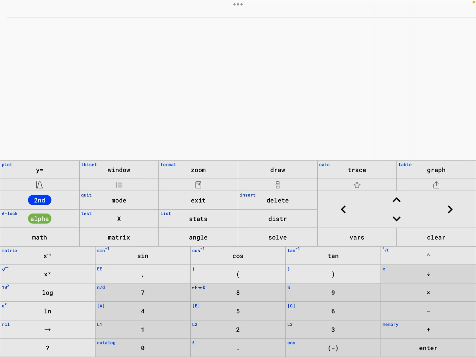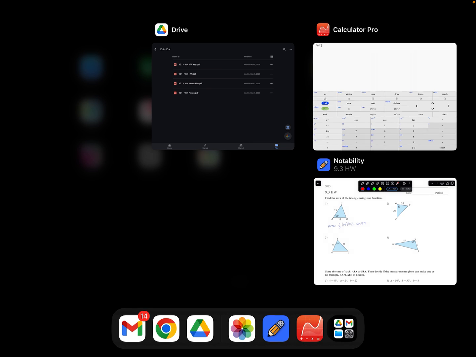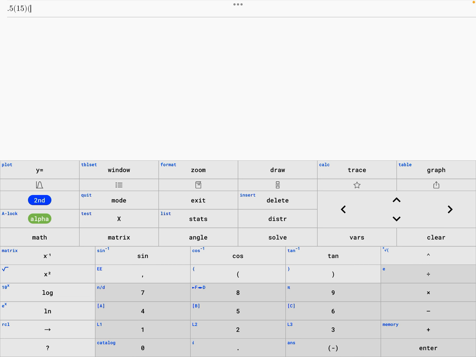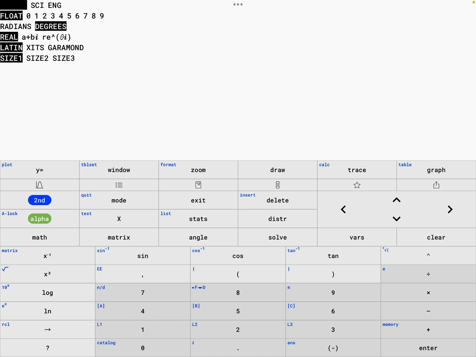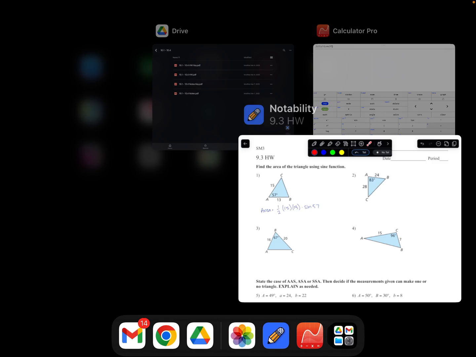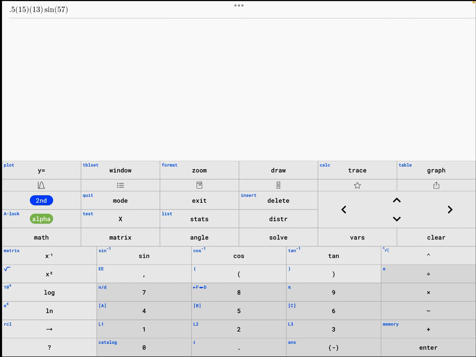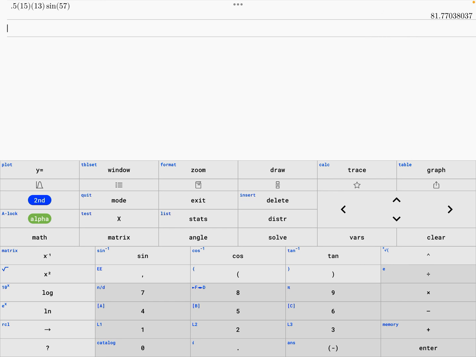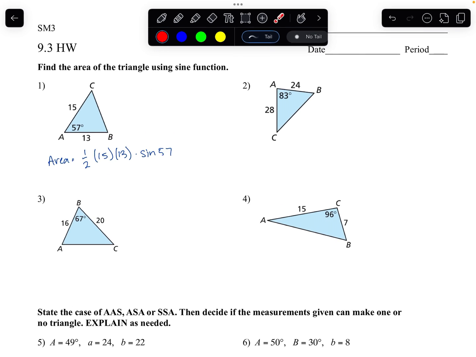If it were me, you can do 1/2, or you can do 0.5, and then 15 parentheses 13, and then sine of 57. I do have to make sure, yep, I'm in degrees. So 0.5, 15, 13, sine of 57, and I got 81.8. So area here is going to be equal to 81.8.